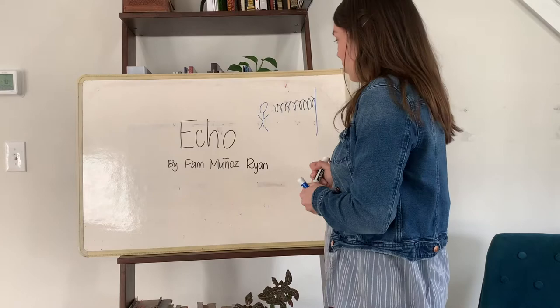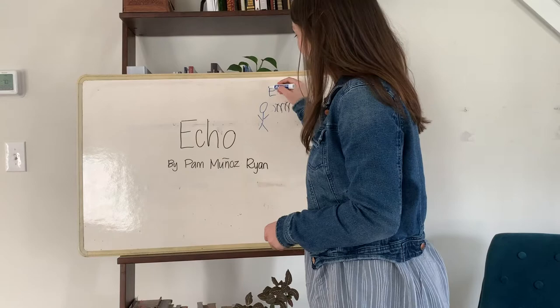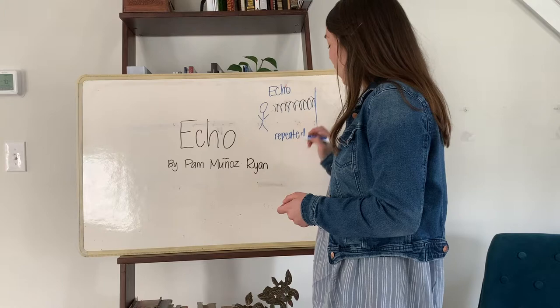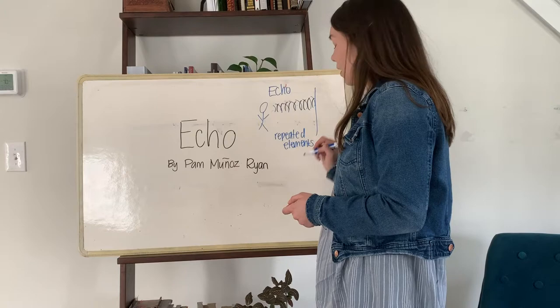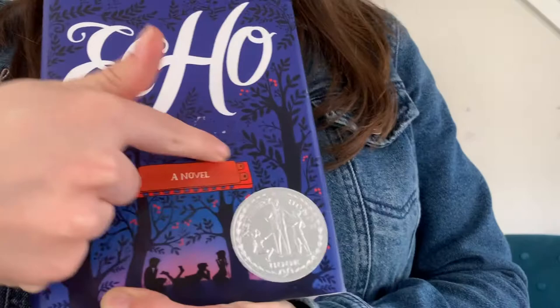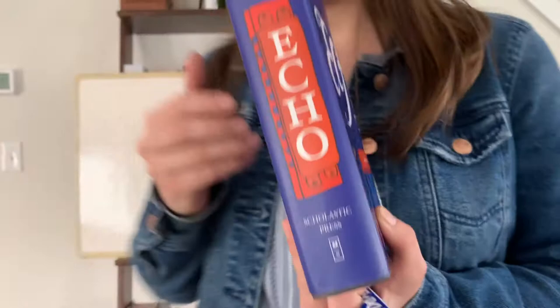With knowing this about what an echo is, I'm really wondering if there are going to be a lot of repeated elements in the book. That's kind of an inference that I've made based on the title. Now, looking at the cover again, I noticed this shape right here. It's also on the spine of the book. And I know that that shape is a harmonica.